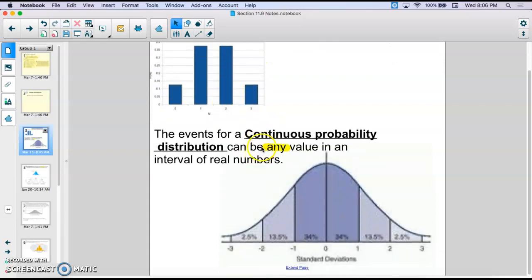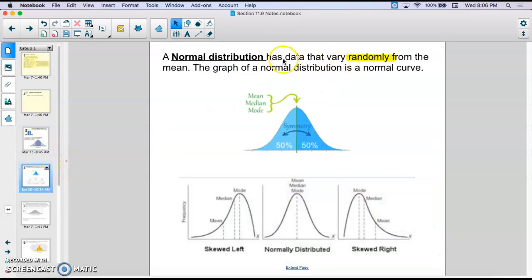Now we also have what's called a continuous probability distribution, and it can be any value in the interval of real numbers. It kind of goes on. You notice this graph does not actually touch down on the axis, because there's a super small chance, by the looks of this graph, that there could be a number out here. That's not nearly as likely as in here, but it's still a chance.